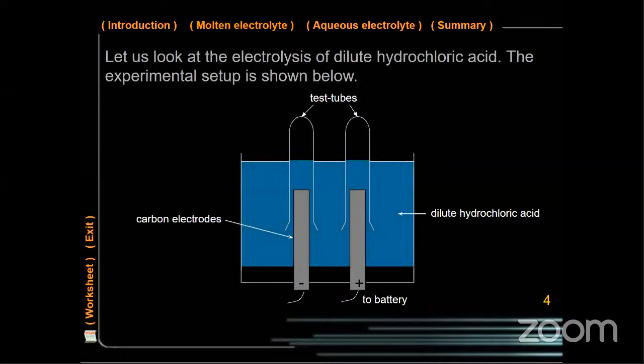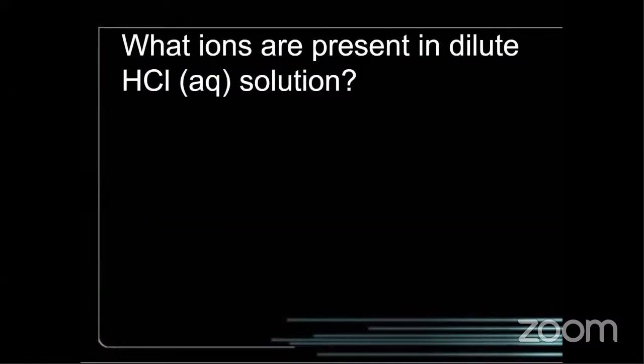So we're going to look at dilute hydrochloric acid. And let's think about it. What ions would be present in dilute hydrochloric acid? Write it in the chat. What are the ions present in dilute hydrochloric acid solution?